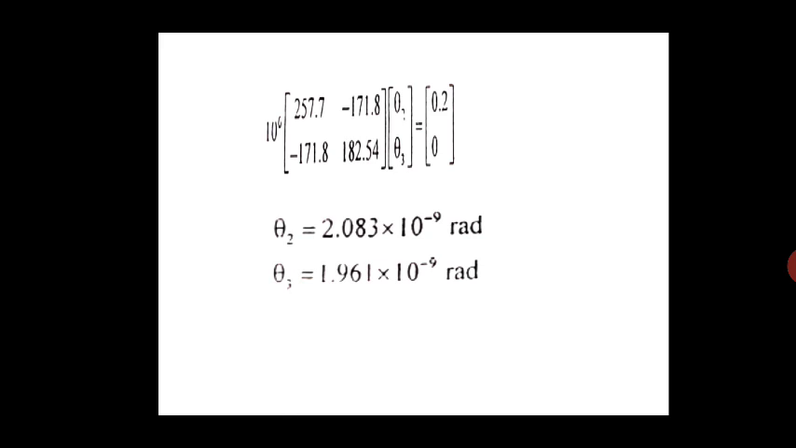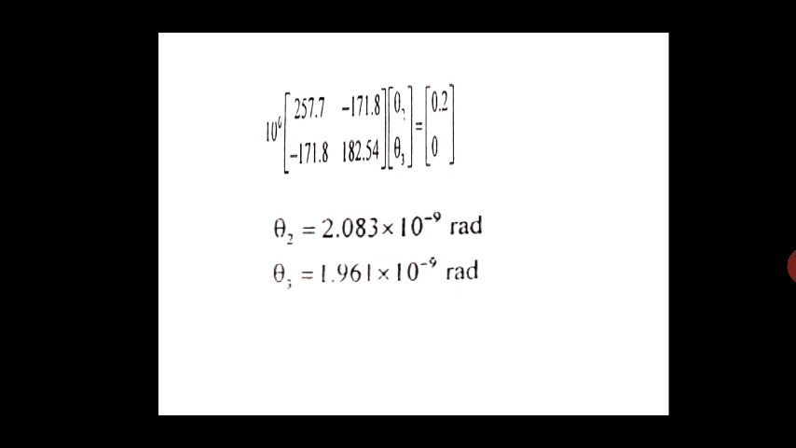In this matrix we have two unknowns, theta 2 and theta 3. By solving the above two simultaneous equations, we have the displacements at node 2 as theta 2 is equal to 2.083 into 10 raised to minus 9 radians, and similarly theta 3 is equal to 1.961 into 10 raised to minus 9 radians. These are the two unknown angular displacements we have got.